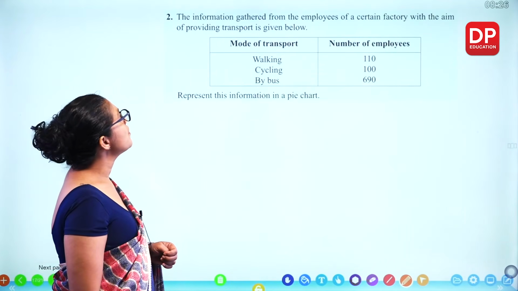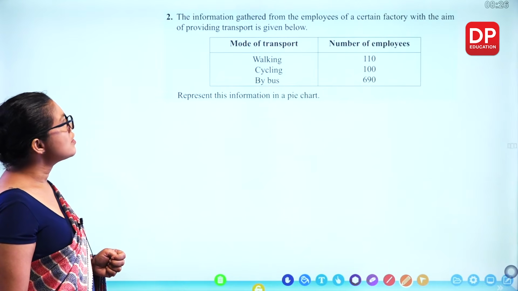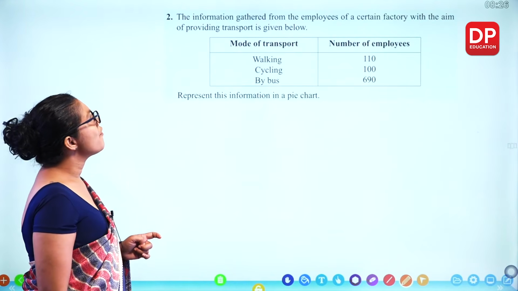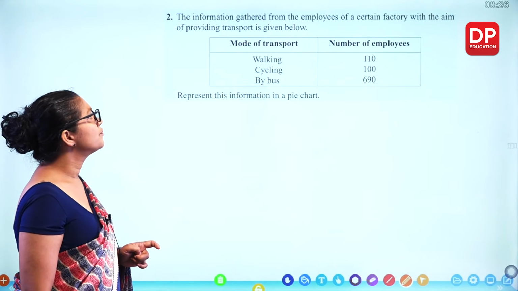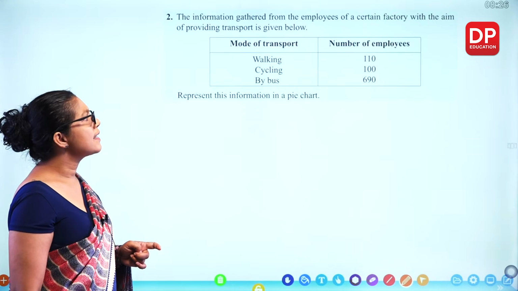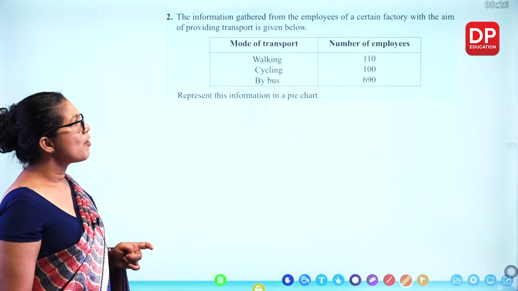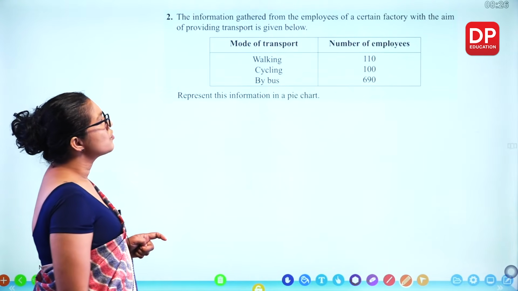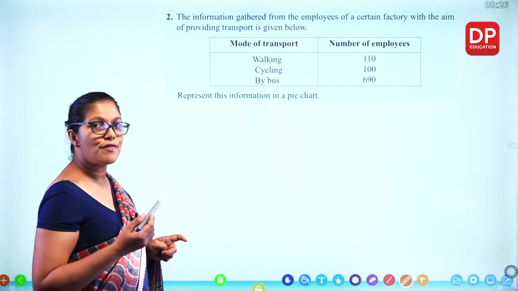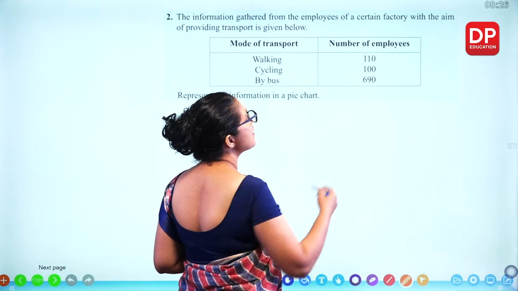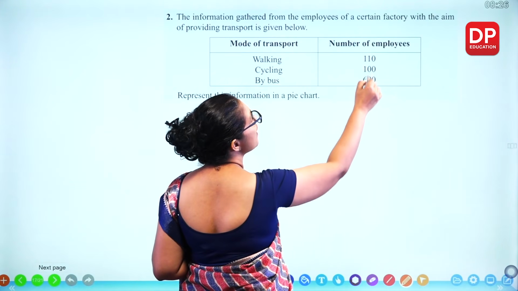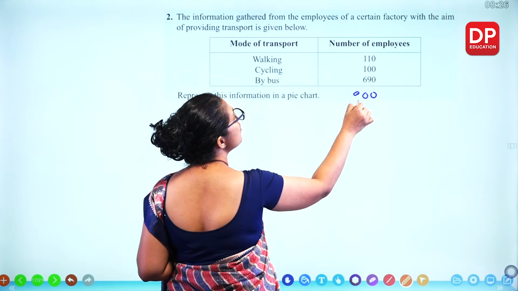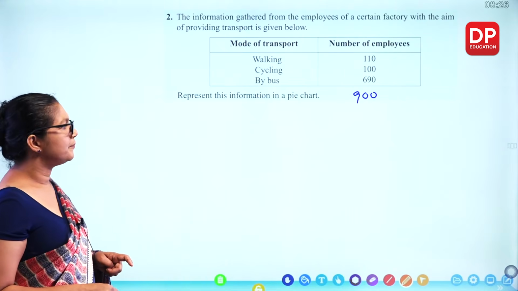Now we'll look at question number 2. It's given the information gathered from the employees of a certain factory with the aim of providing transport, given below. So mode of transport, walking, cycling and by bus, and number of employees given. Represent this information in a pie chart. So here, first thing we need to find out the total number of employees. So when you are adding all these together, what you get? 9 plus 1, 10, 1 remaining, 7, 8, 9. So 900 employees are there.